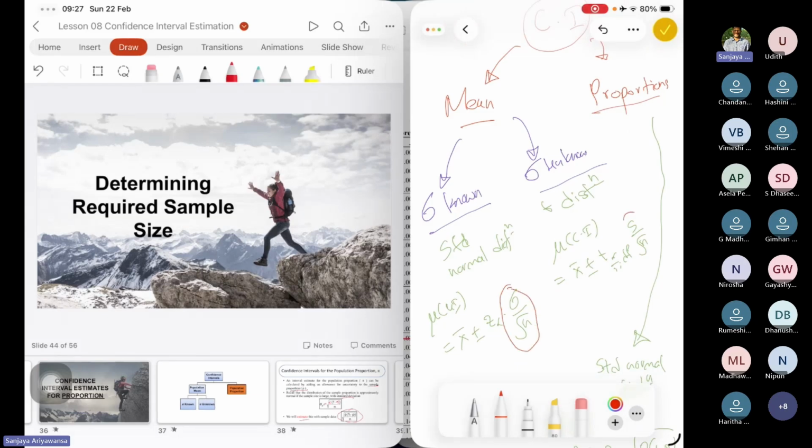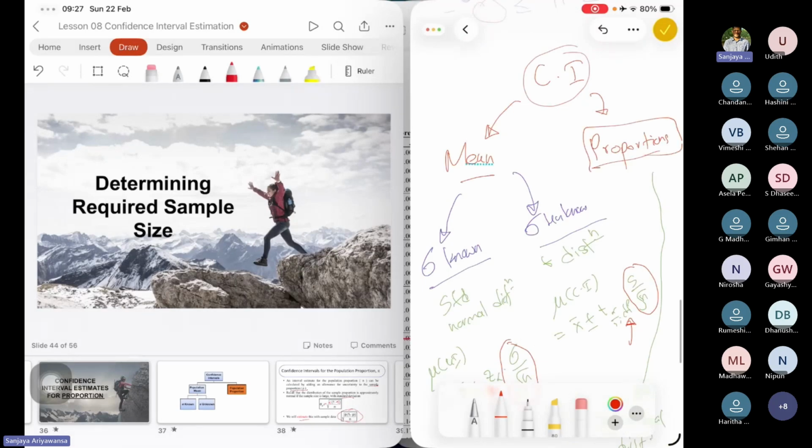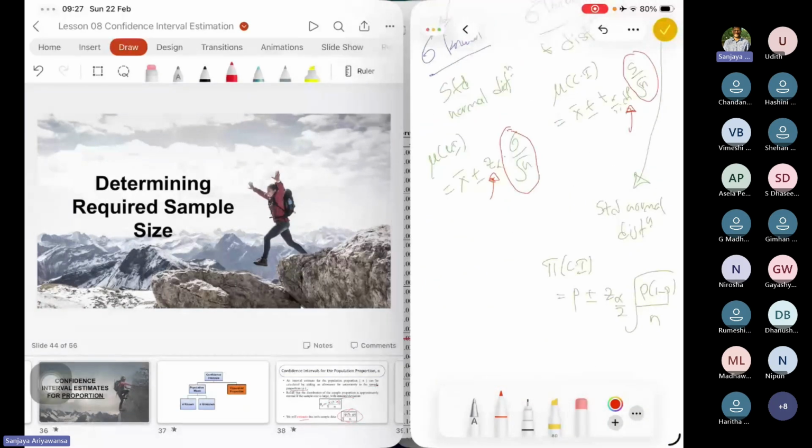When sigma is unknown, it's S over root n. When sigma is known, we use the standard normal distribution. When sigma is unknown, we use the t distribution. Under the confidence interval for proportions, we use the standard normal, with square root of p(1 minus p) divided by n, and the distribution we are looking at is the standard normal distribution. So those are the three things.